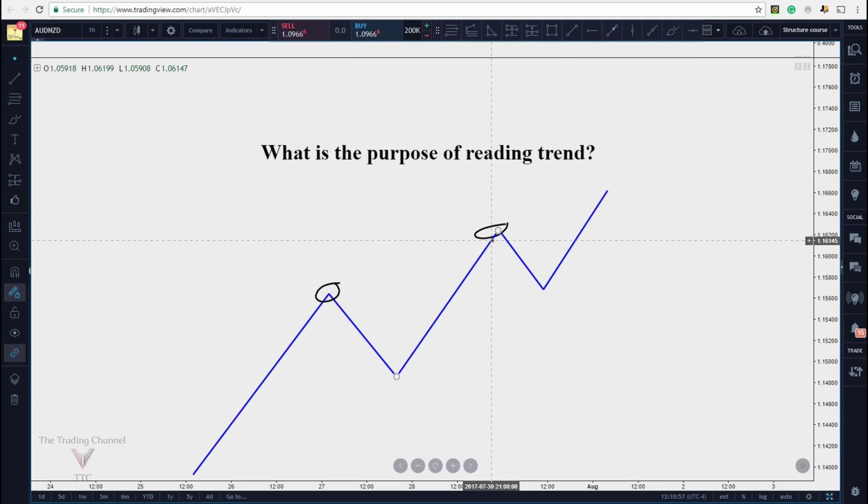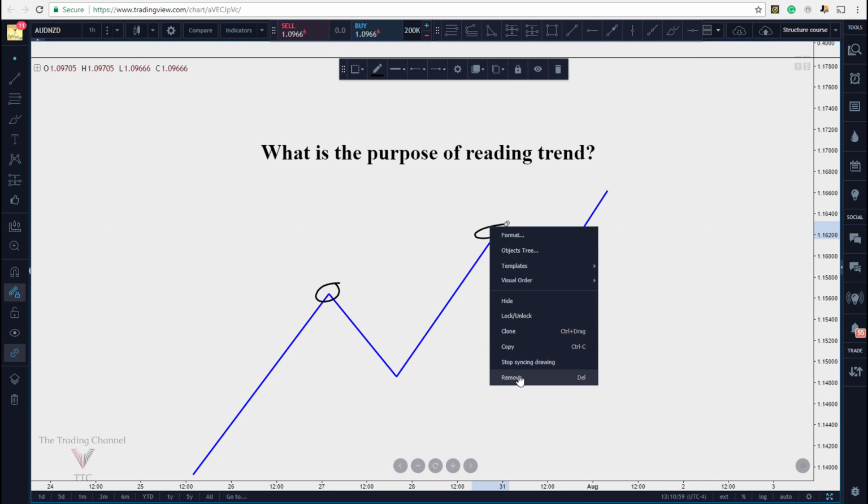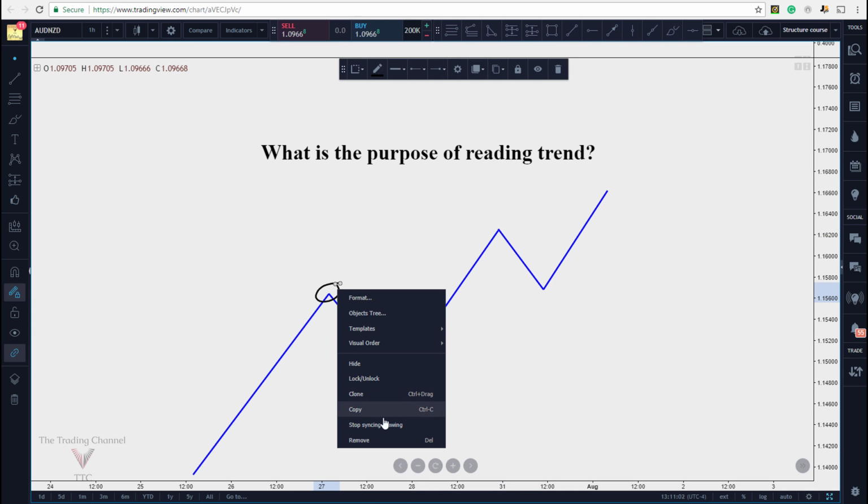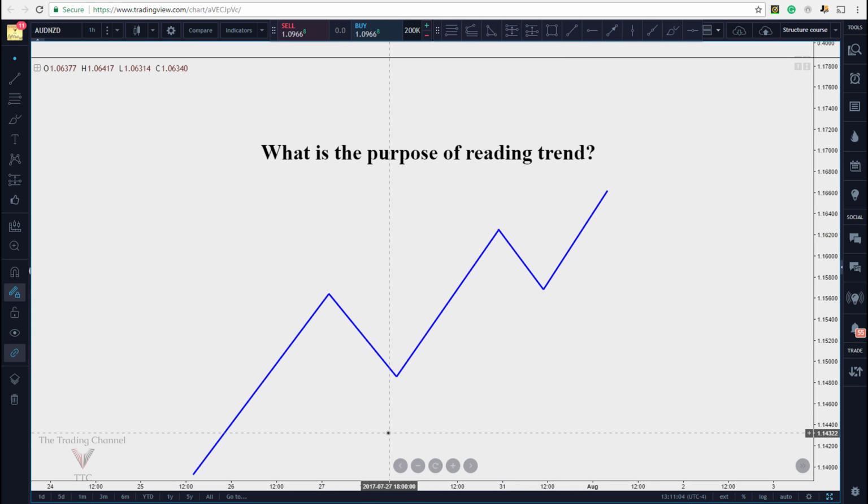Now that we have these rules in place for identifying trend and identifying structure, and we're going to get a little deeper into identifying trend a little later in the video, but just to go over the purpose of knowing how to read trend and read structure.